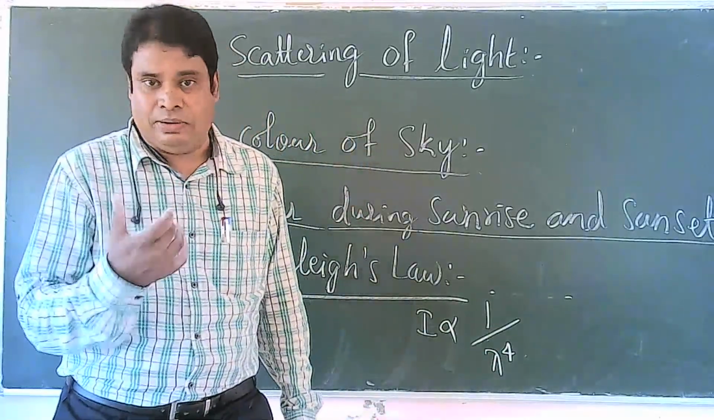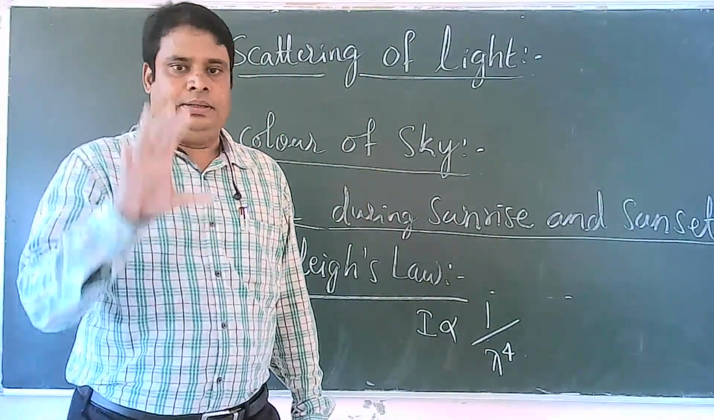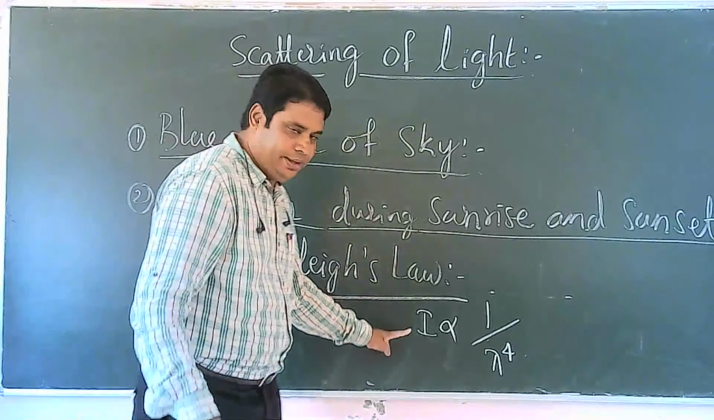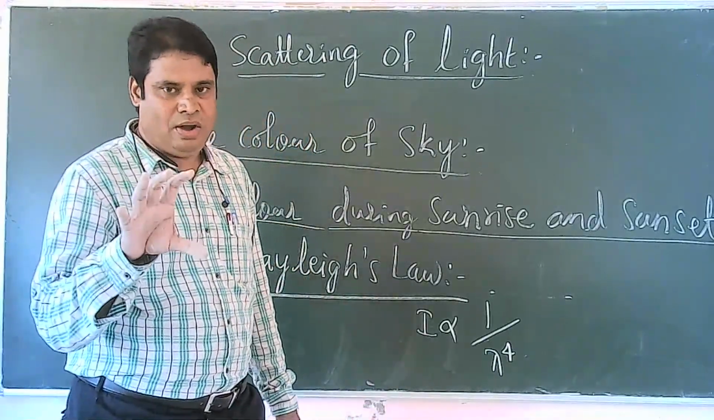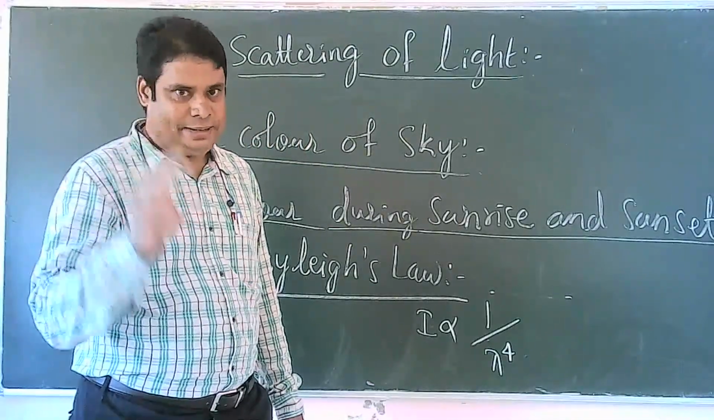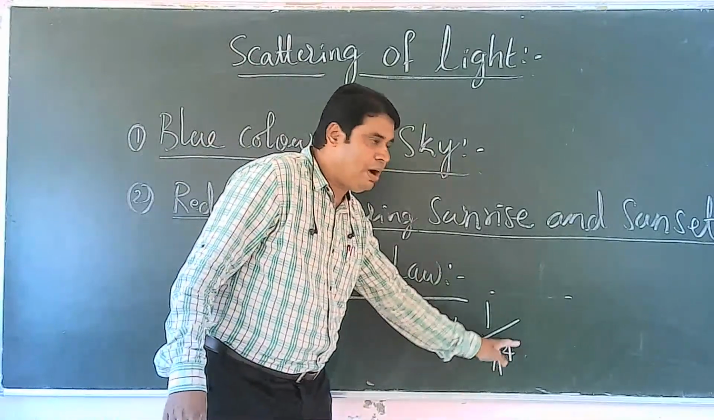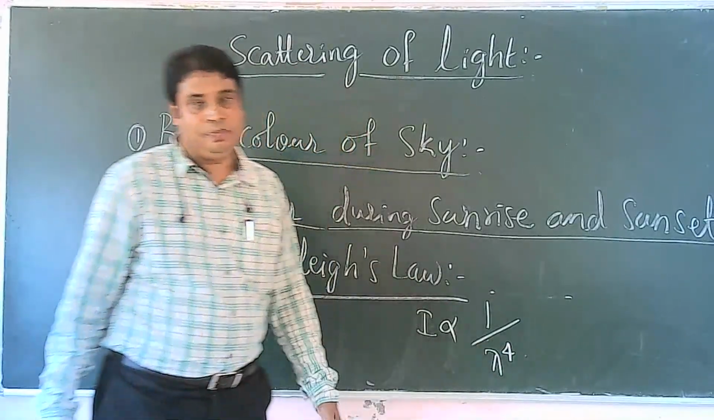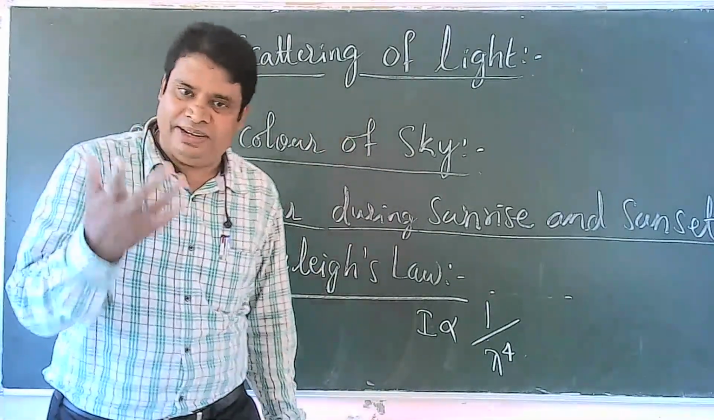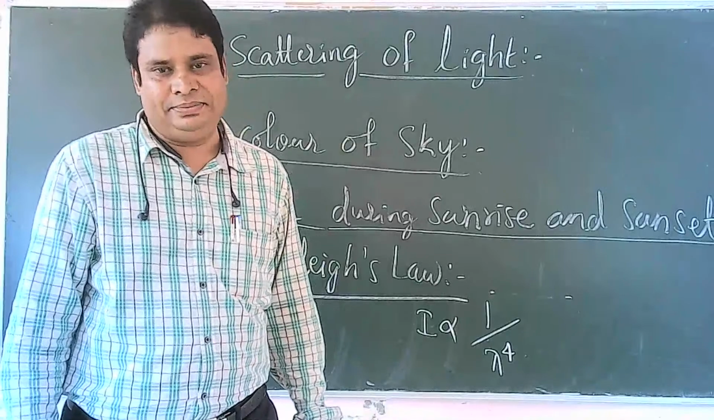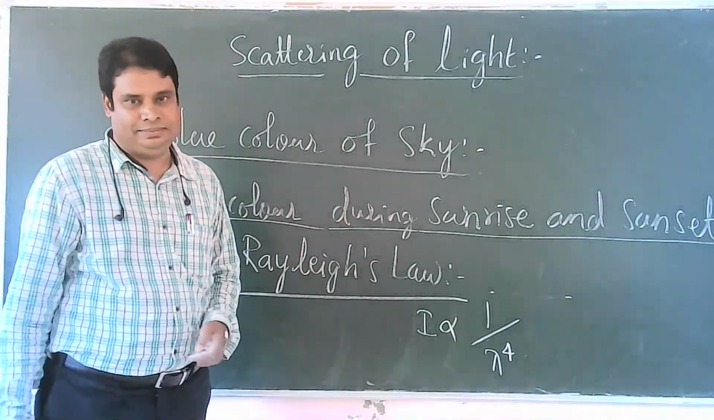Let me repeat Rayleigh's law. According to Rayleigh's law, the intensity I of scattered light is inversely proportional to the fourth power of the wavelength of incident light. If you know this law, we can explain the blue color of the sky.